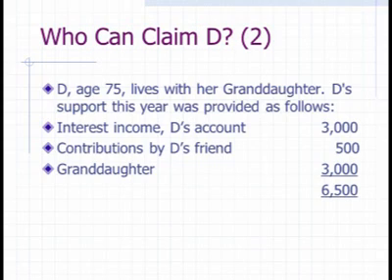Here we have more money being thrown in, but remember on the other slide, contribution by D's friend. D's friend does not meet the relationship test because she's a friend, not blood or marriage, and D is not living with the friend. And so while it's nice that the friend has put in the extra money, that is only making the situation worse for the granddaughter.